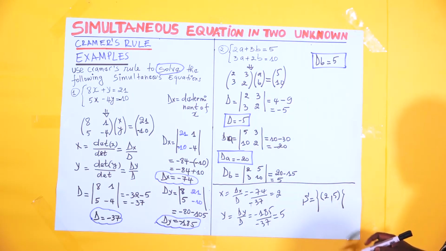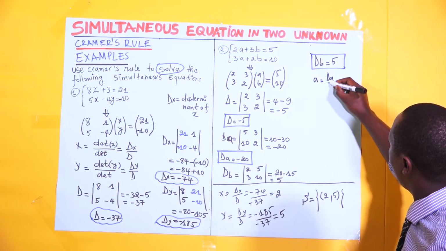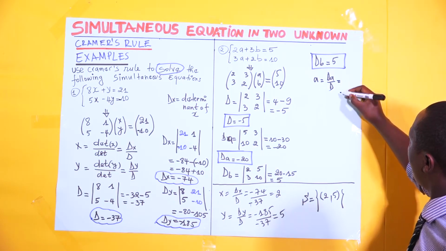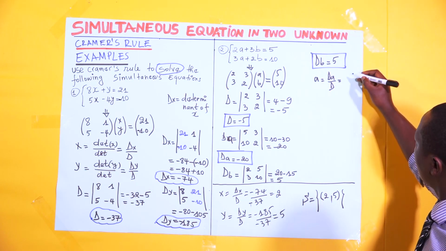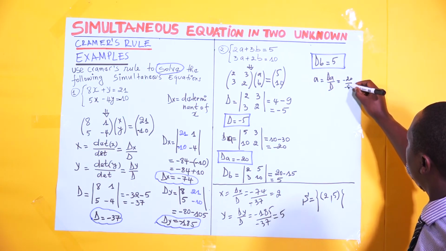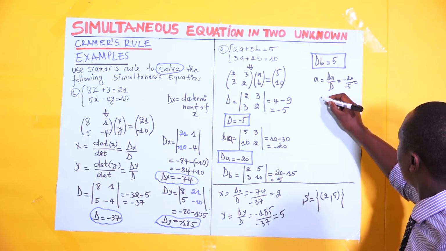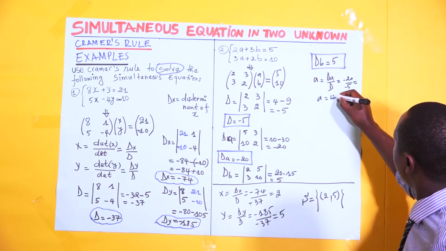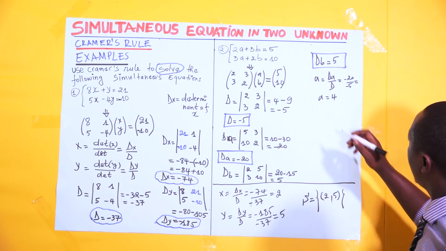How do you find a and b? a equals dA over D, determinant for a over determinant. So this is negative 20 over negative 5. So the answer is how much? The answer is a equals 4. Then b.